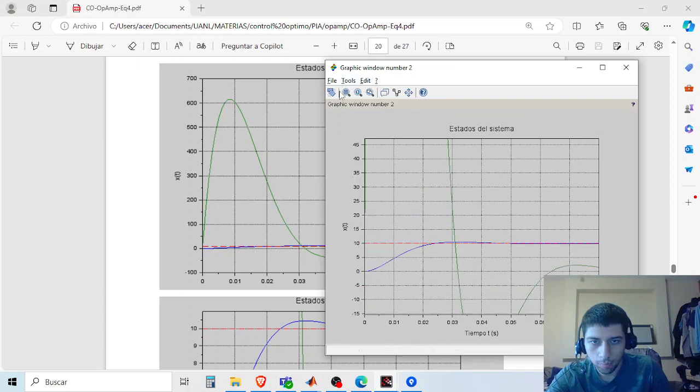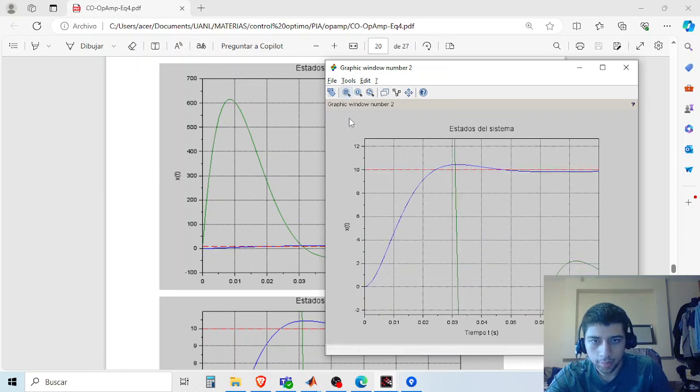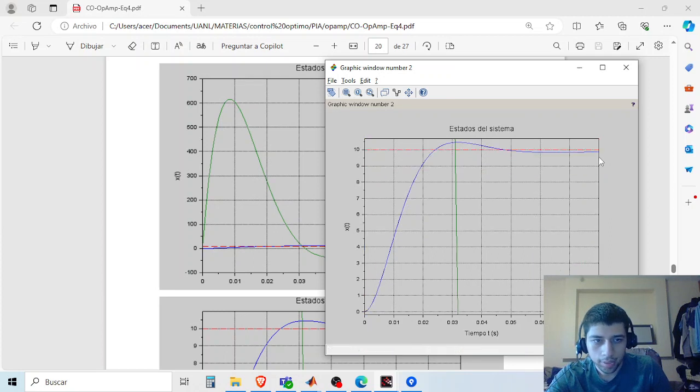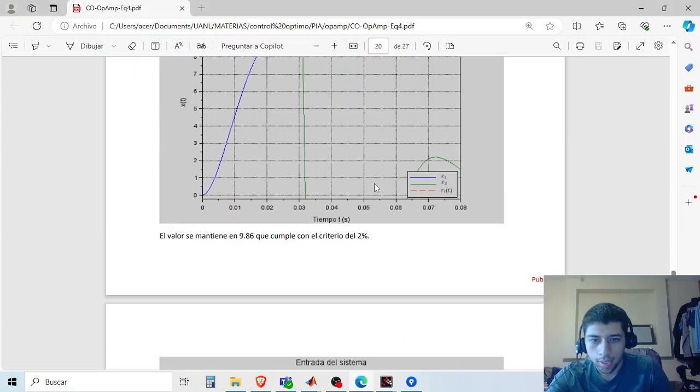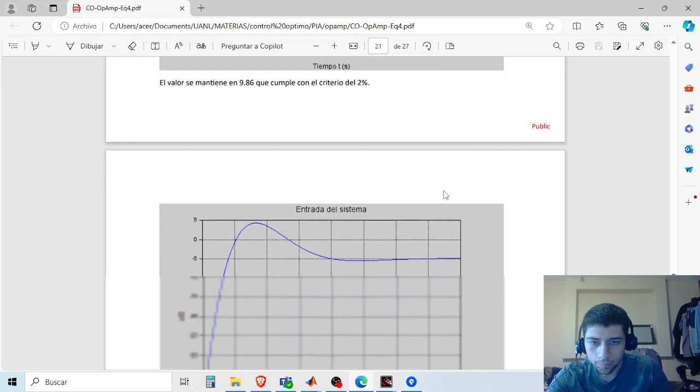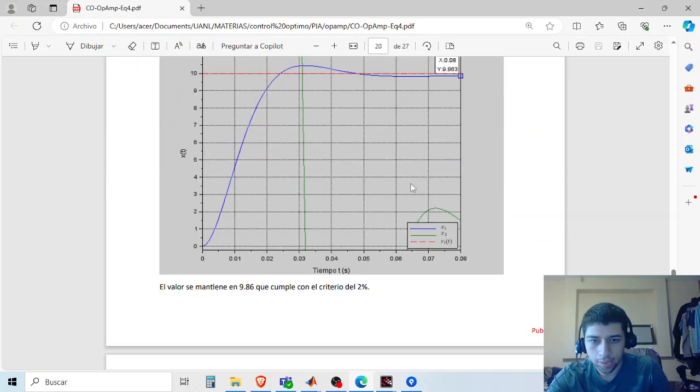Okay, we zoom in more, and let's zoom in a little more. And as we see, it's not reaching; it is closer than before, but still not reaching the 10 volts reference. So it gets stuck at 9.86, which for practical purposes we are gonna assume is okay, since it is inside the 2% error criteria for the time response.